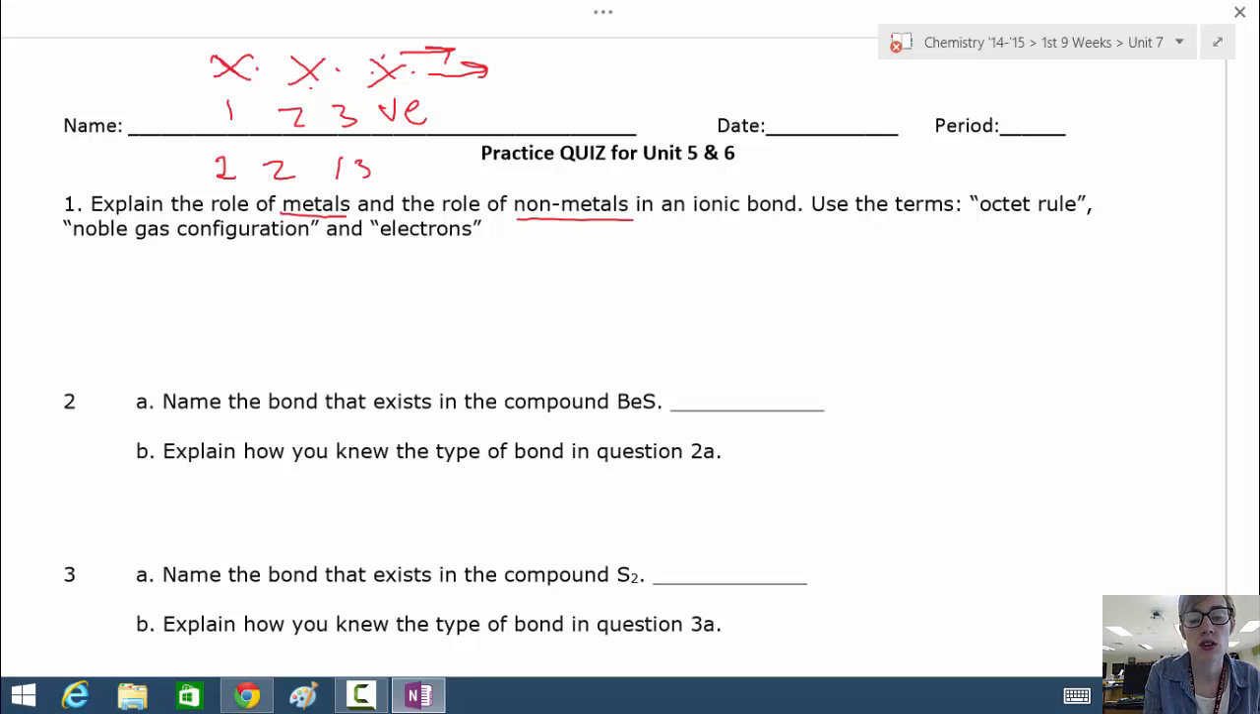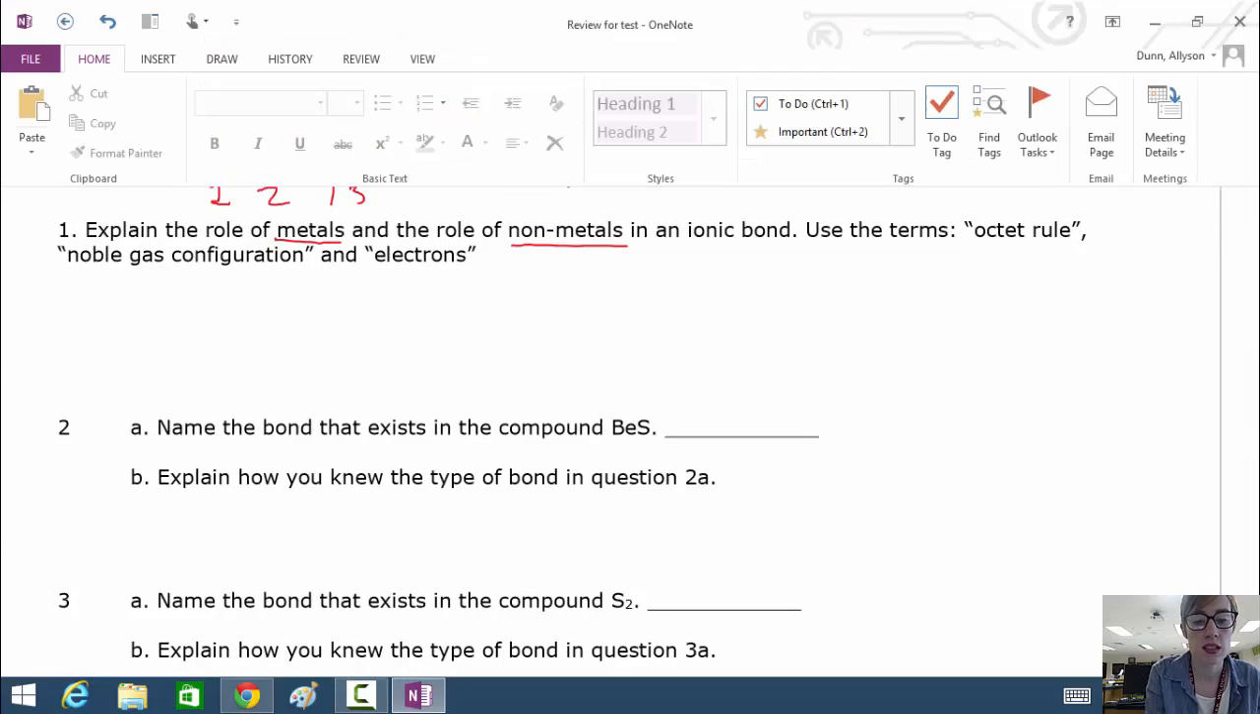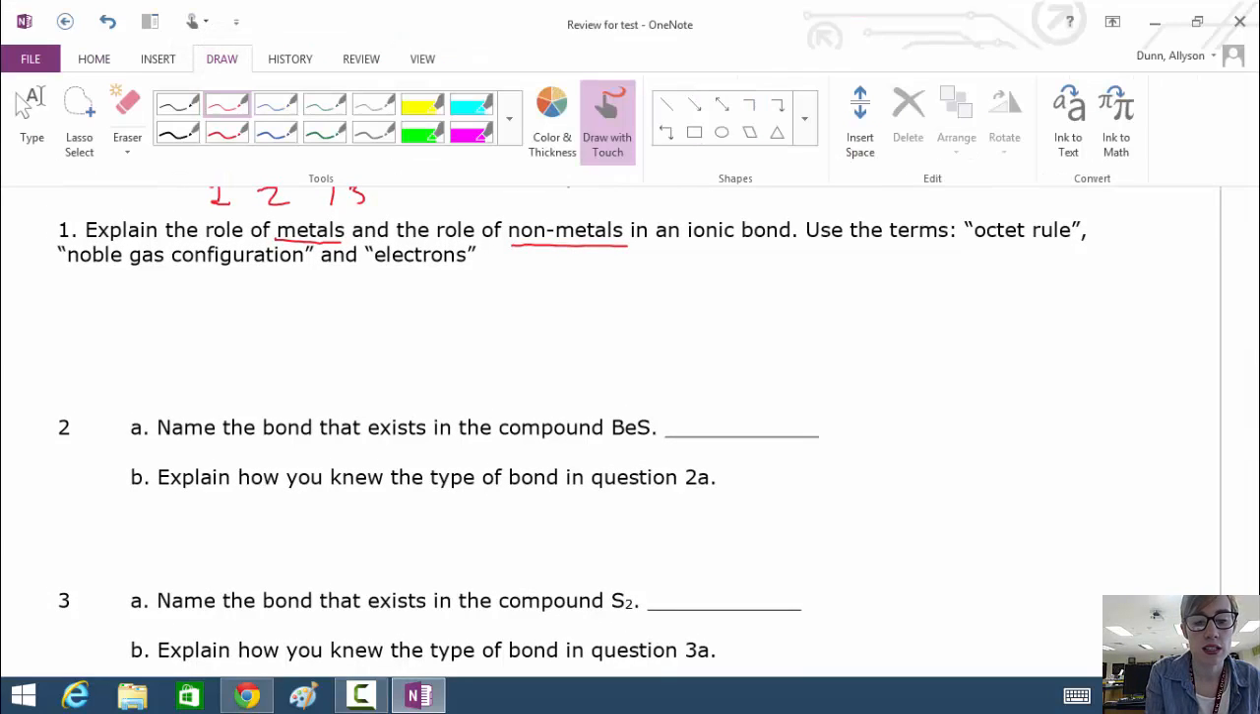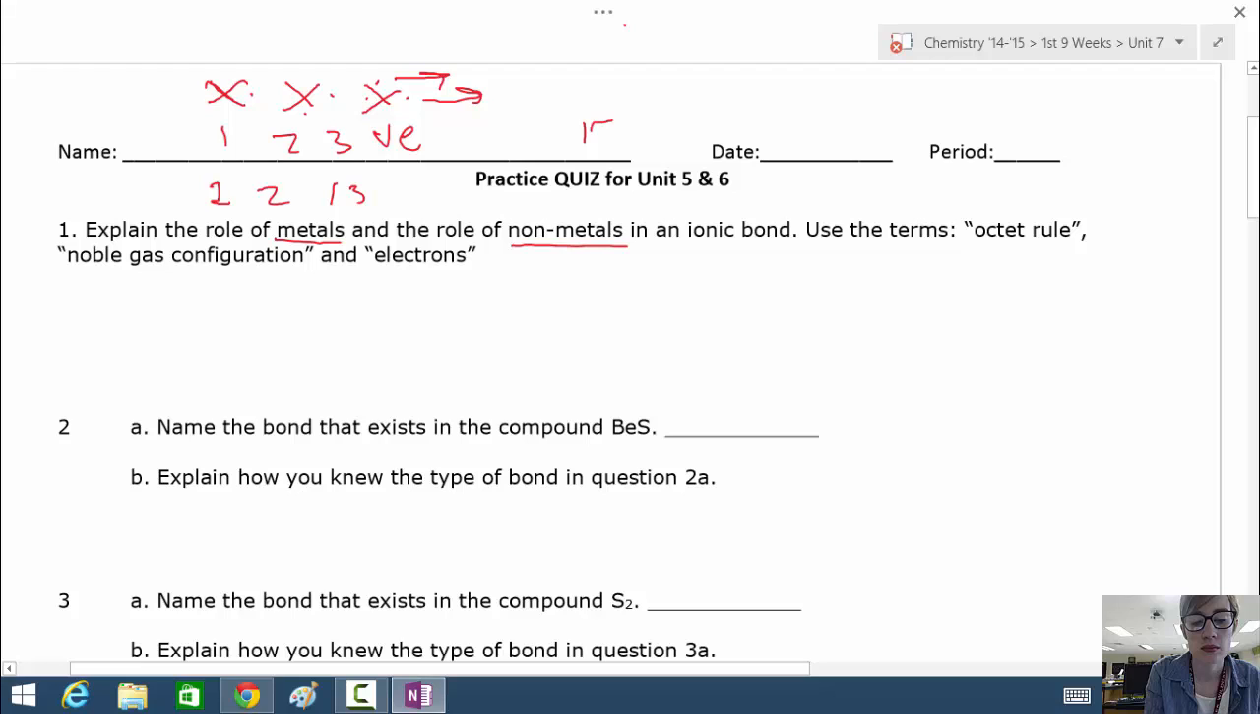Nonmetals are anything in group pretty much 15, 16, and 17. They have a lot of dots. So for example, something in group 16 has 1, 2, 3, 4, 5, 6 dots. And so all it needs is 2 more dots to have a full 8, right? And so nonmetals typically steal their electrons.